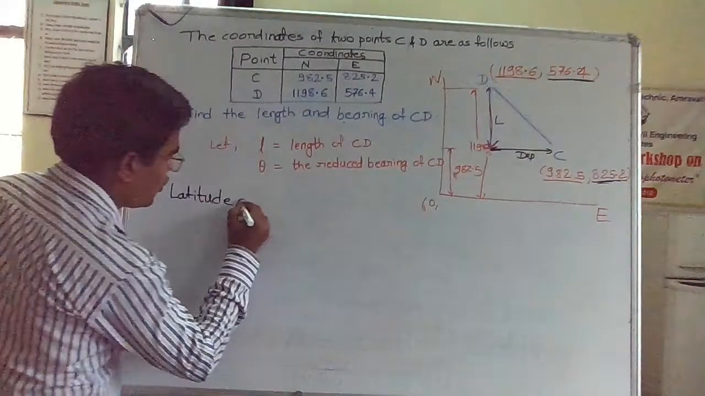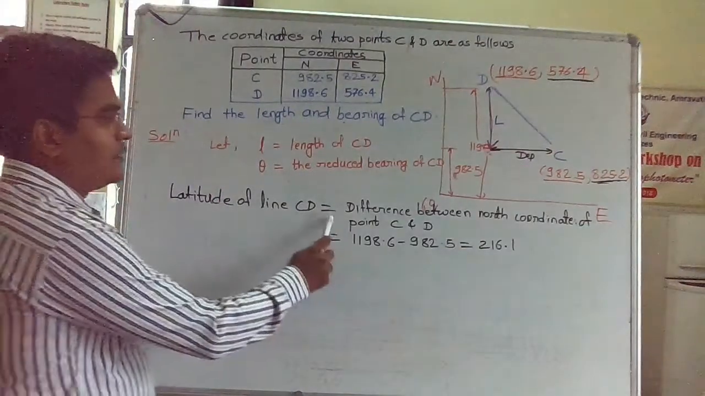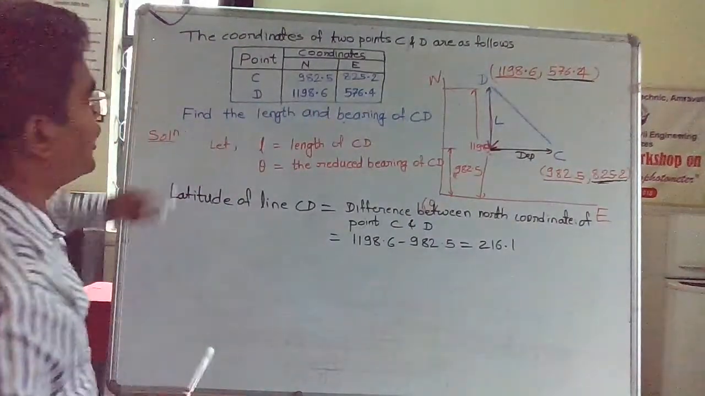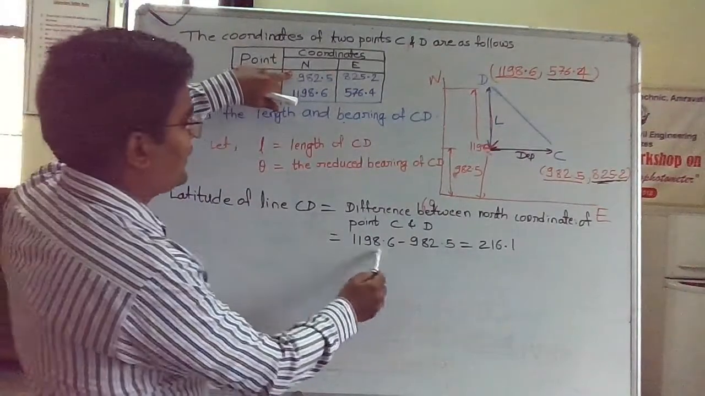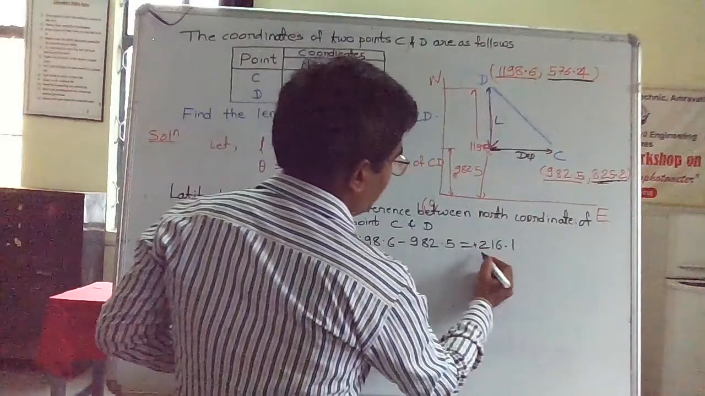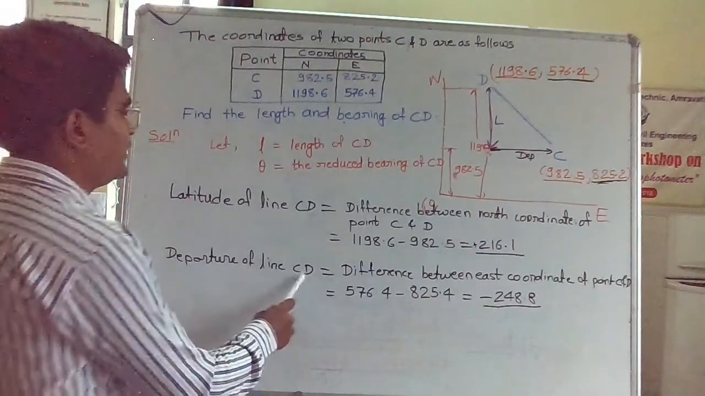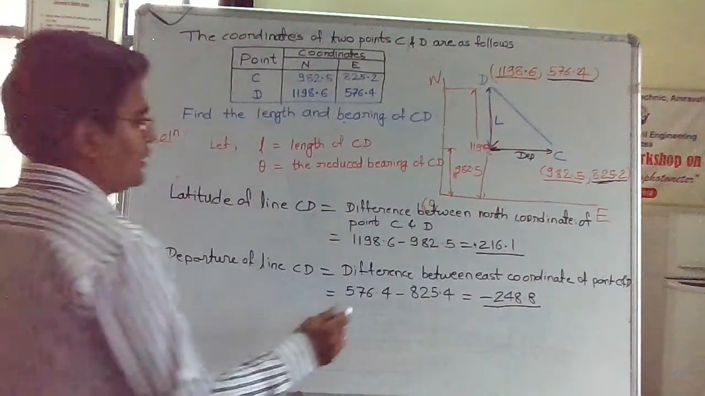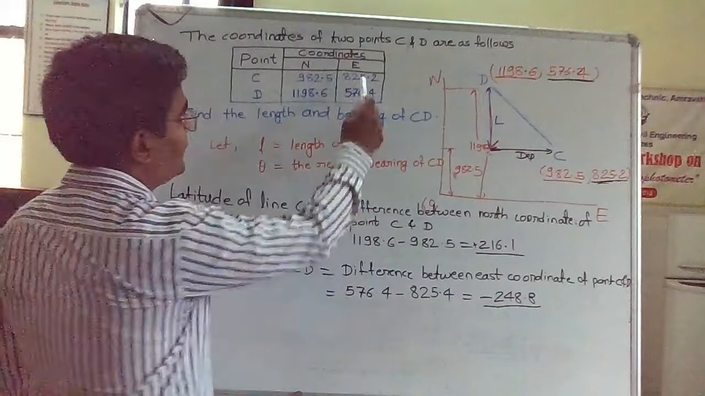So here we can write it down like that: latitude of line CD is equal to the difference between the north coordinates of point C and point D. Here we always subtract the north coordinate of the previous point from that of the next point, that is 1198.6 minus 92.5, and we get the latitude of the line as plus 1106.1. Similarly, departure of line CD is the difference between the east coordinates of C and D, so again we subtract the east coordinate of C from that of D: 576.4 minus 825.2.